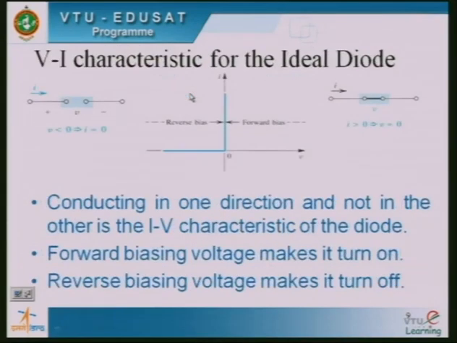We also had a discussion regarding the VI characteristics of the ideal diode. Whenever the ideal diode is forward biased, it acts as a closed switch. In that case, V is equal to 0 and I is greater than 0, represented by this axis. Similarly, the ideal diode acts as an open circuit when V is less than 0. For V less than 0, I is 0, represented by this line along the voltage axis.